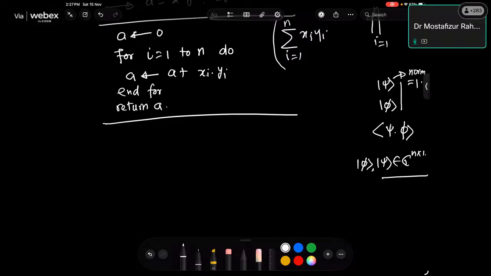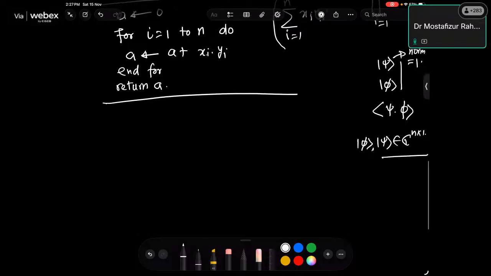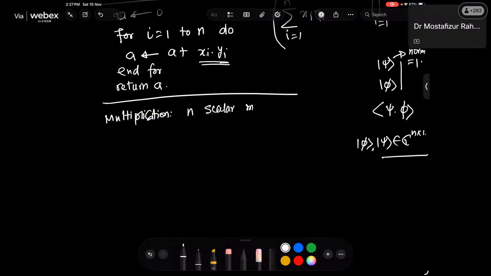Now what we have done so far is two things. One is how many multiplications I have done. So I have to calculate the arithmetic flops or computations, right? So multiplication. You can see how many multiplications I have done. In scalar multiplication, right? Because individually x_i and y_i are scalar numbers, right? So in scalar multiplication.